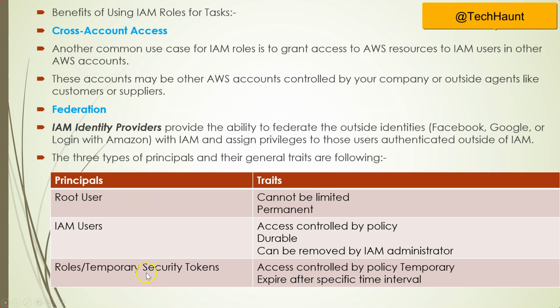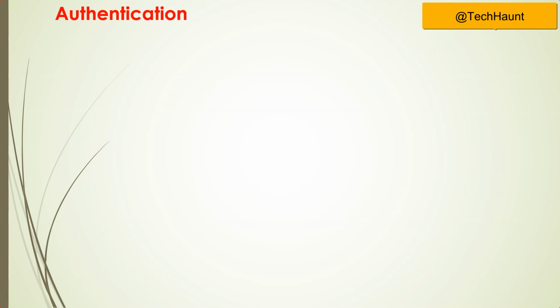And roles use a temporary security token. Access is controlled by policy, and the token is temporary and expires after a specific interval, from 15 minutes to 36 hours. So this is our basic principals and traits. Let's go to our next topic.